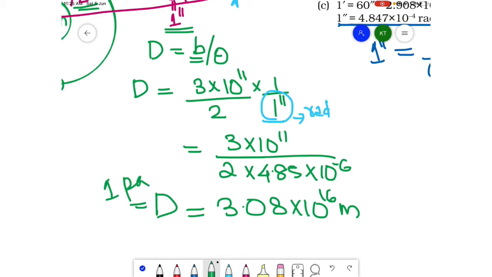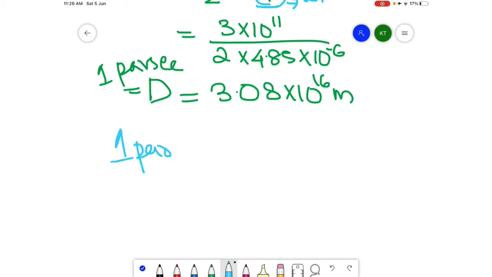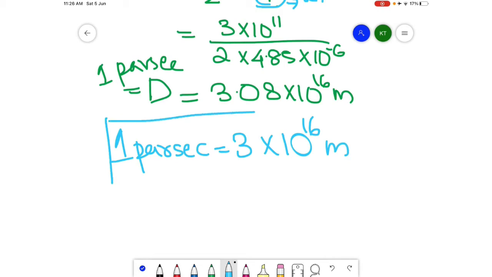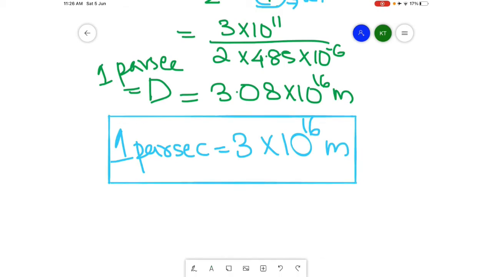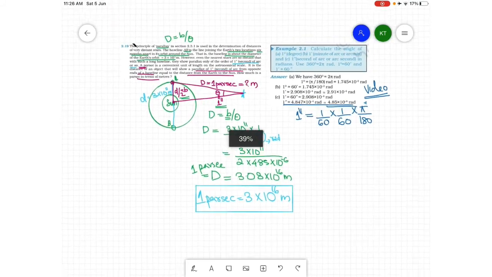So we know that this d is equal to 1 parsec, right? So we get the final solution to be 1 parsec is equal to 3 into 10 power 16 meters. This is our final solution. This is what we were supposed to find. How much is parsec in terms of meters.